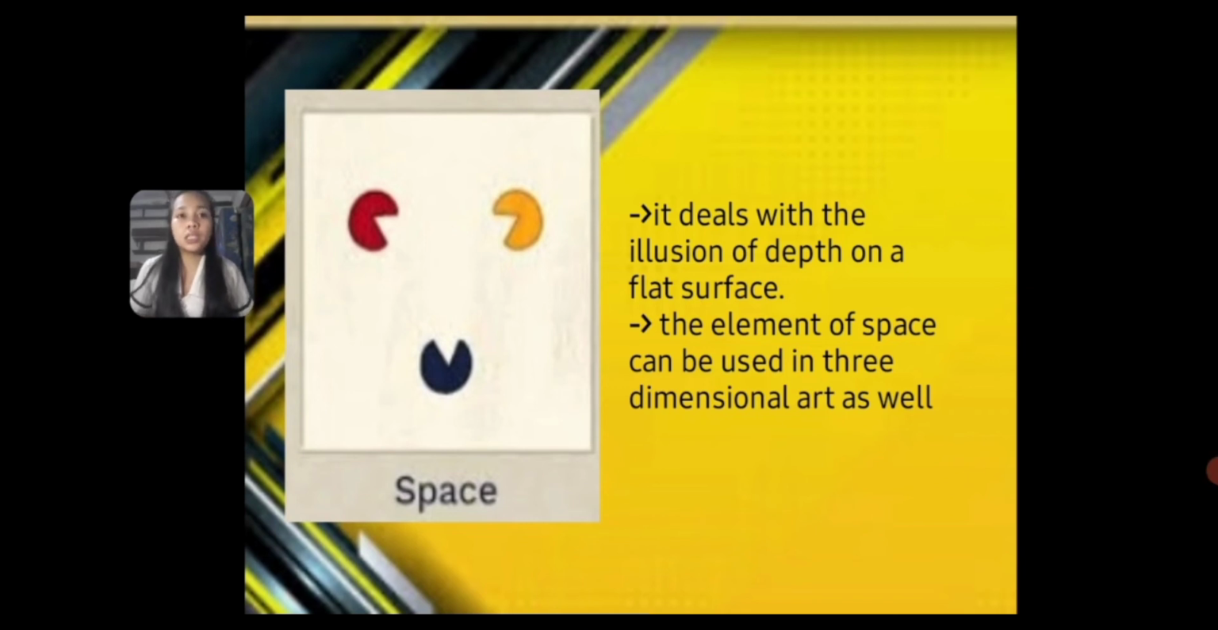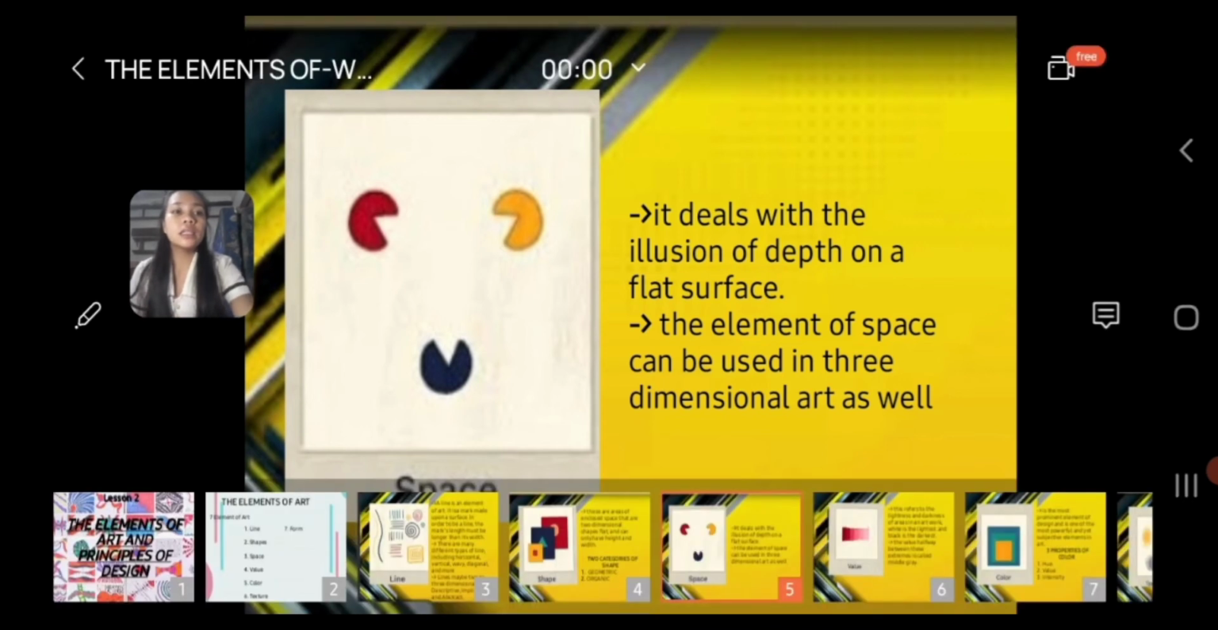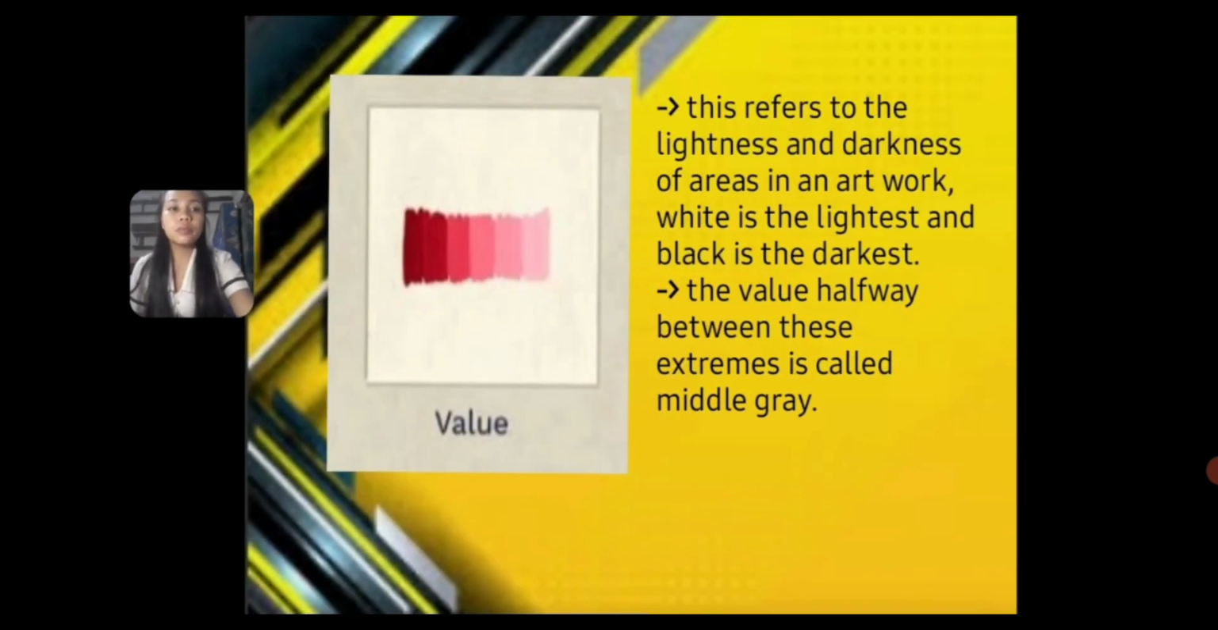So the next one is space. It deals with the illusion of depth on a flat surface. So the element of space can be used in three-dimensional art as well. So in space, you might overlap shapes so that it looks closer, or make objects in the distance smaller so that it looks farther away, to create that illusion.